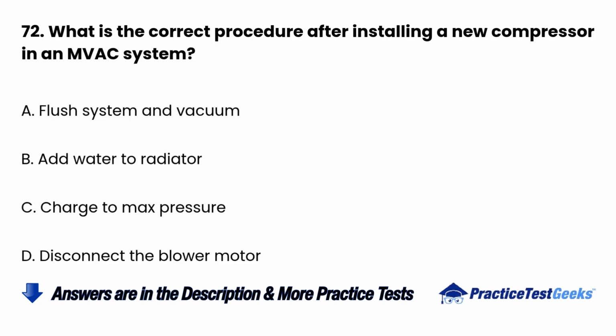72. What is the correct procedure after installing a new compressor in an MVAC system? A. Flush system and vacuum. B. Add water to radiator. C. Charge to max pressure. D. Disconnect the blower motor.